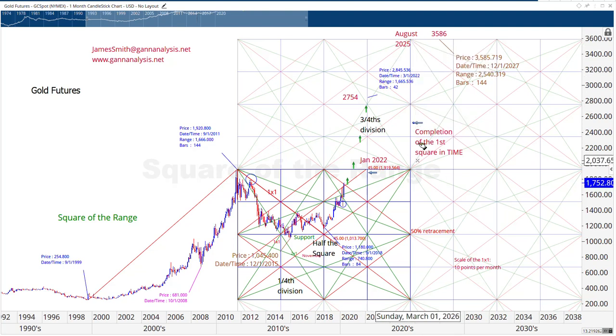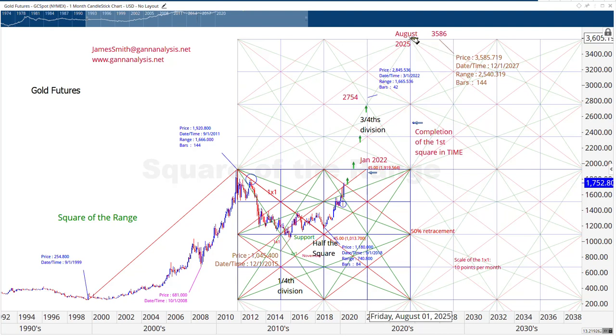Maybe you go all the way up into the completion of the square, August 2025, completing the square in time, maybe also double the square in price. So if you think of this square, again, it's 1666, you double that distance, it takes you to 3586. Now, if you got there by August 2025, and you're at 3586 by that time, that might be a top.